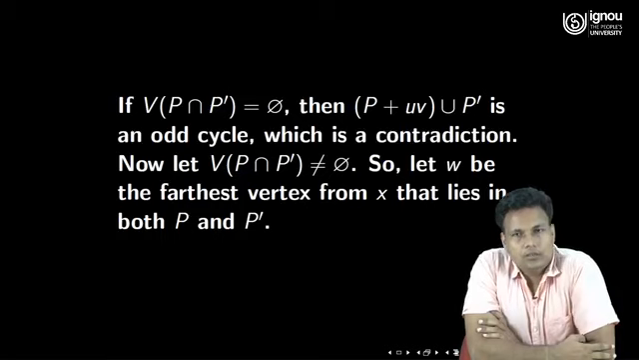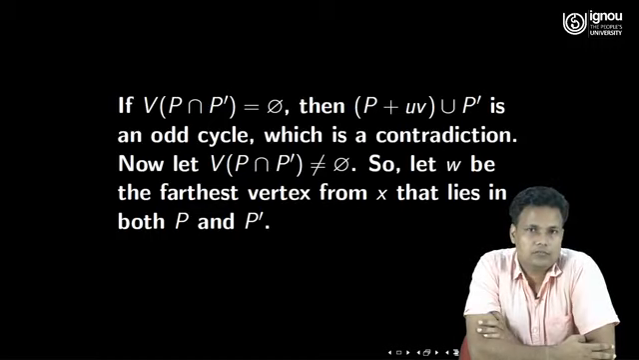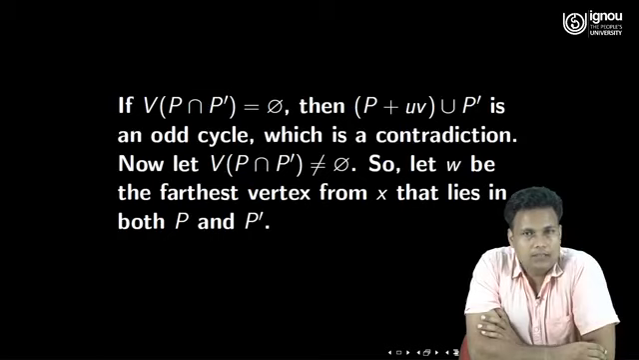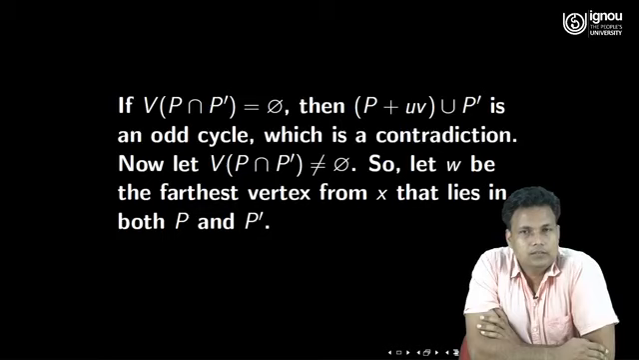then if you take the union of P plus the edge uv with the path P', we get an odd cycle. Why? Because P has even length and P' also has even length, and both have no common vertex, and the edge uv along with these even lengths makes an odd cycle. This is a contradiction, because we have assumed that the graph has no odd cycle.